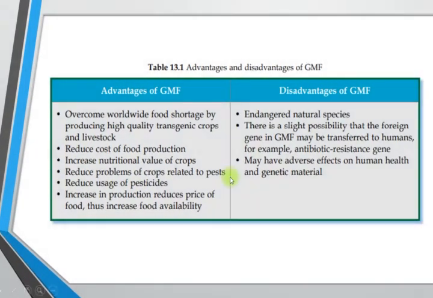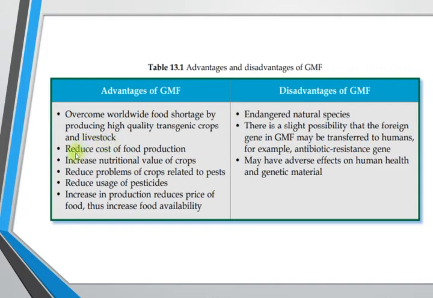Okay, now let's go to the advantages and disadvantages of GMF, genetically modified food. What are the advantages? First, overcome worldwide food shortage by producing high quality transgenic crops. What is transgenic? Transgenic refers to organisms that contain recombinant DNA, and it also means producing high quality livestock.